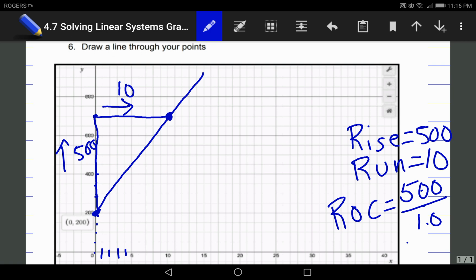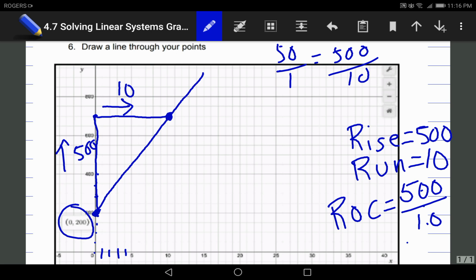If you get good at this, this is much, much easier than a table of values. Because what did I ultimately do? Just by looking at the equation, I plotted the y-intercept right here. And then from there, I looked at the rate of change, and I saw the rate of change was 50 over 1, which I changed to be 500 over 10 just because I felt like it would work better with my scale. So I went up 500, and I went right 10.